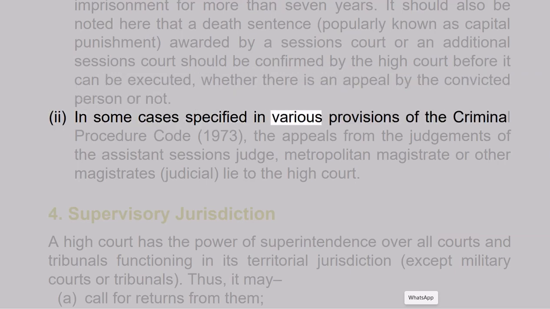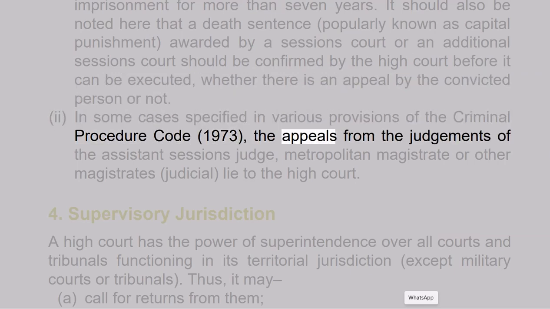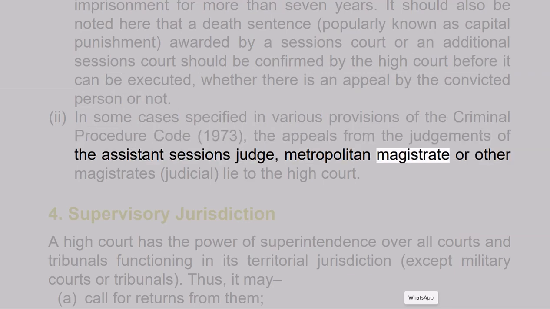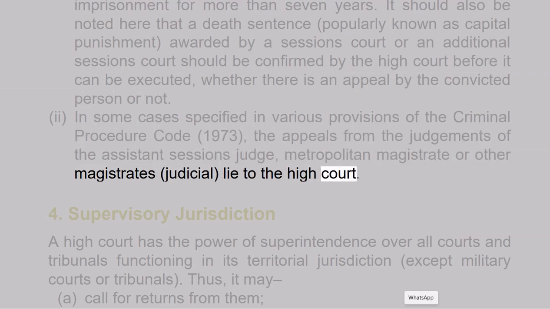2. In some cases specified in various provisions of the Criminal Procedure Code, 1973, the appeals from the judgments of the Assistant Sessions Judge, Metropolitan Magistrate, or other magistrates, the judicial, lie to the High Court.